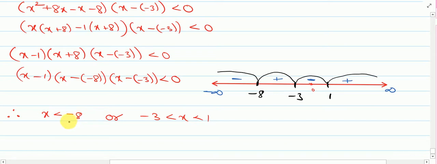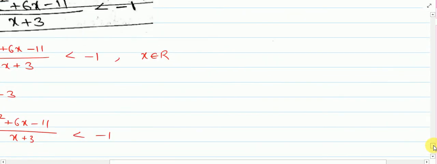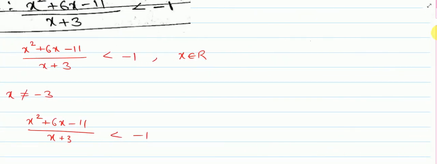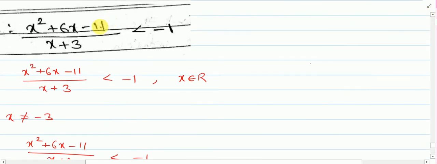Okay, so for x less than minus 8 or x lying between minus 3 and 1, you will see that this given inequation will always hold. This was the given inequation here. This will always hold for x less than minus 8 and for x lying between 1 and minus 3. Okay, so this is done.